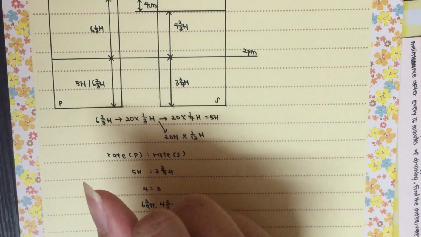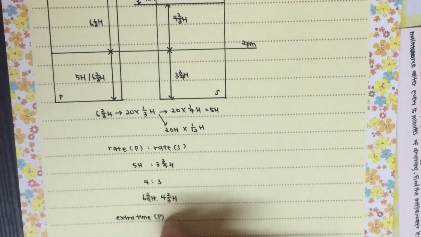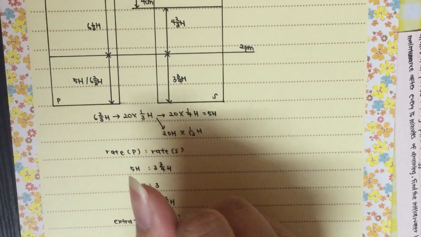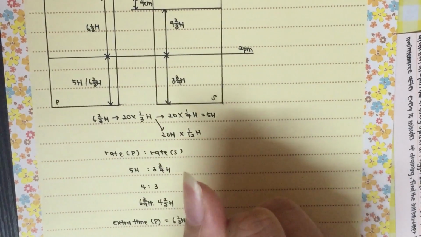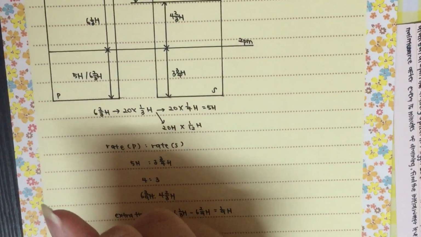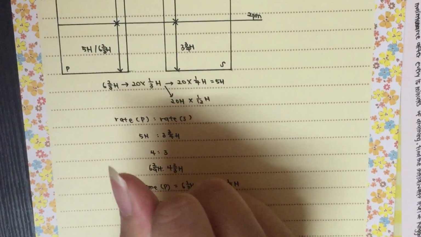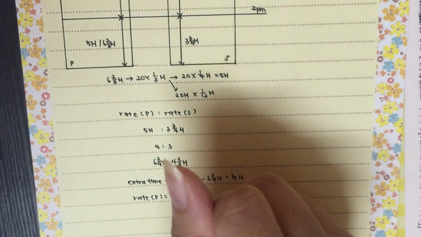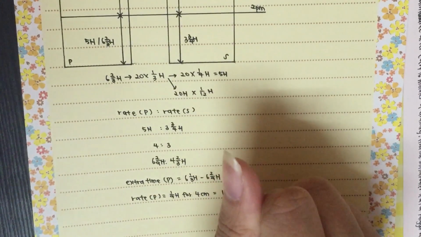Extra time for P will be equal to the total time taken minus the actual time that we should take. So this extra time will be for this extra 4 cm here. It will be equal to 6 1/3 hours minus 6 2/9 hours, which gives us 1/9 hour. So the rate of P will be equal to 1/9 hour for 4 cm. This will actually imply that it will be 1 hour for 36 cm.